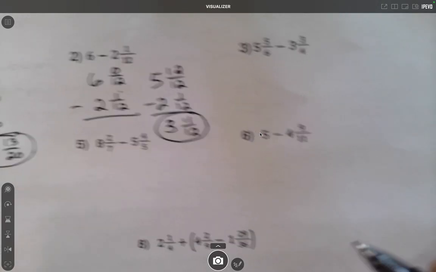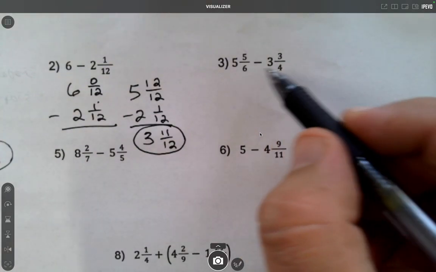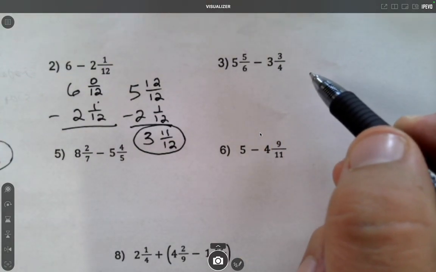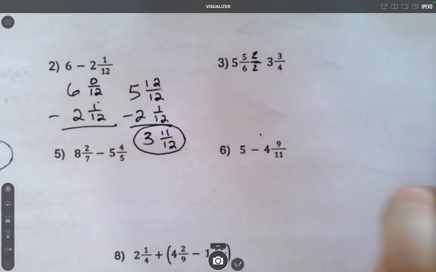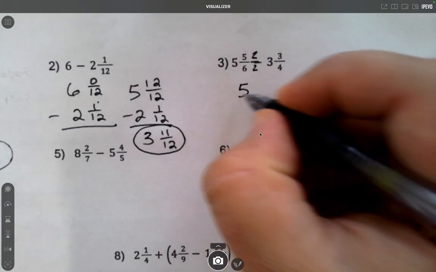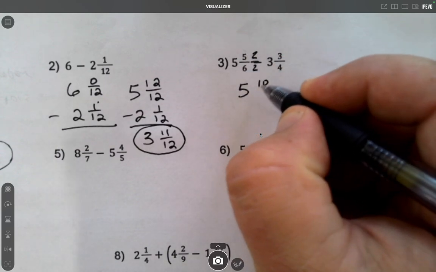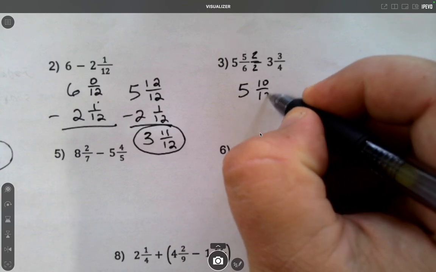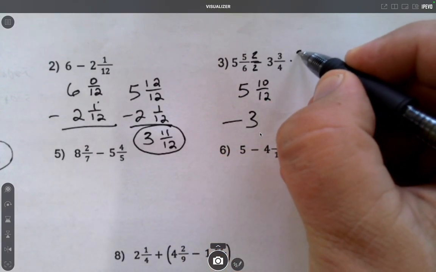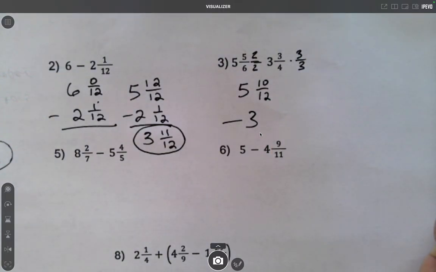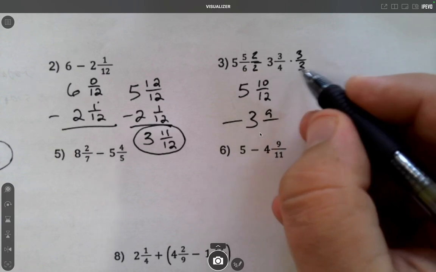Okay, number 3. We want to think about the least common denominator. That would be 12 for this one. So we need to multiply this one top and bottom by 2 to make the 6 turn into a 12. So I'm just carrying the whole number 5 there. 5 times 2 is 10. 6 times 2 is 12. This I need to multiply by 3. 3 times 3 is 9. 4 times 3 is 12.